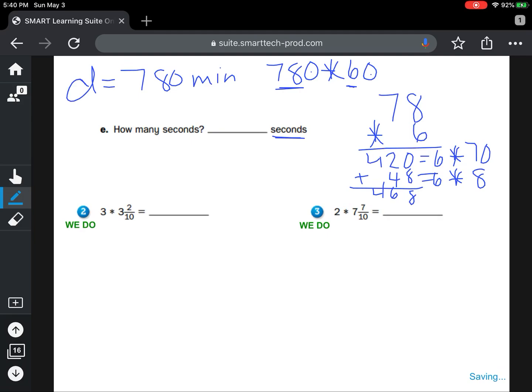So 78 times 6 equals 468. But don't forget, we were really trying to multiply 780 times 60. So we need to add 2 zeros onto our answer. So 780 minutes is equivalent to 46,800 seconds.